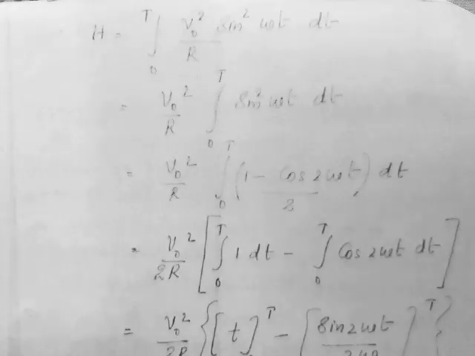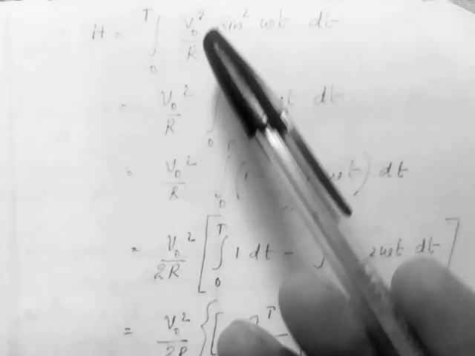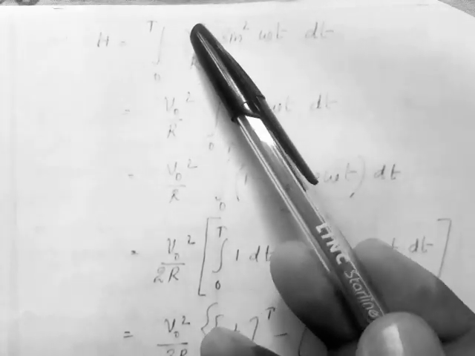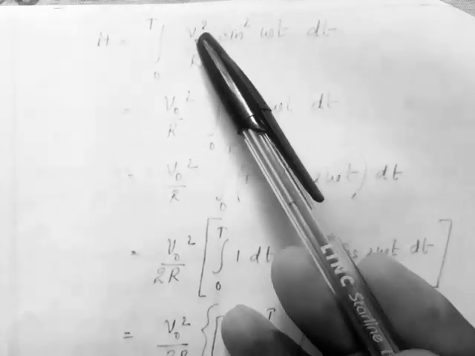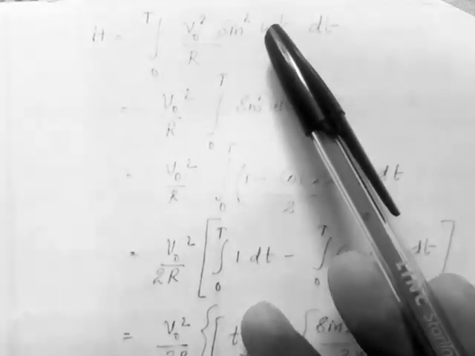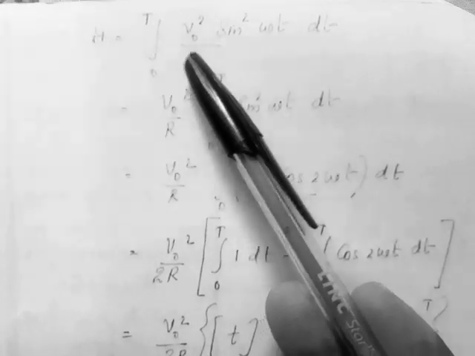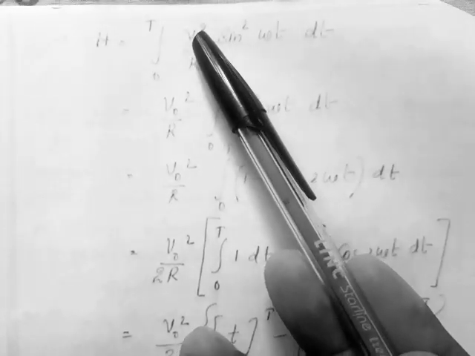So let's substitute that in the integration. We write V as V0 sin omega t. So V square becomes V0 square sin square omega t by R dt. So here R is constant, V0 is also constant, we take them outside. V0 square by R, integral 0 to T, sin square omega t dt.